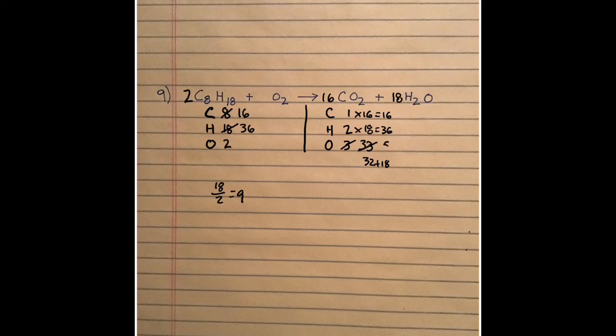So that gives us a total of 50 oxygens. So we need to multiply the reactant's oxygen by 25. And so we put a 25 in front of it. And so now everything is balanced.